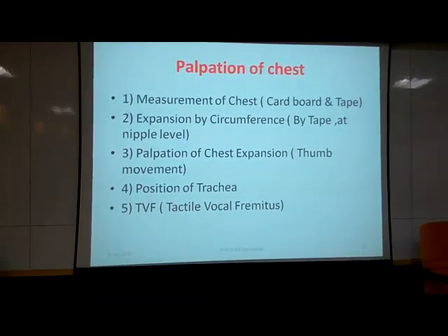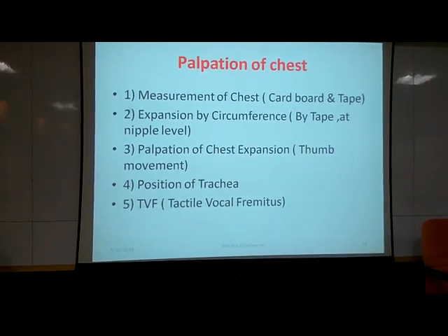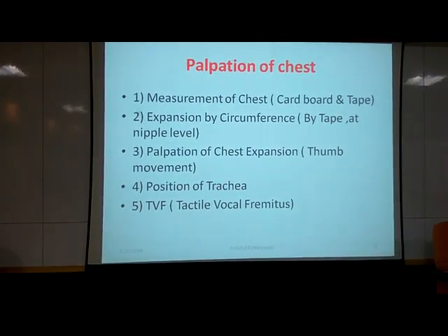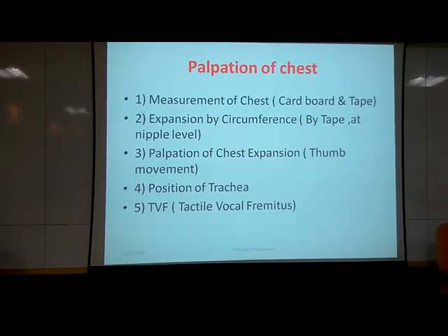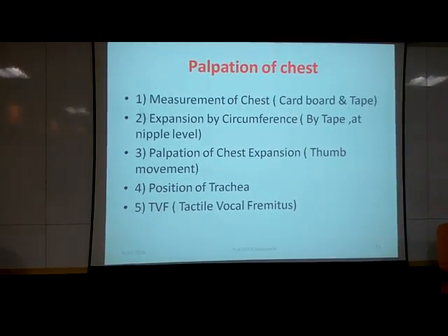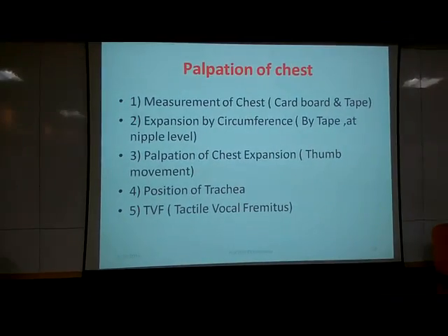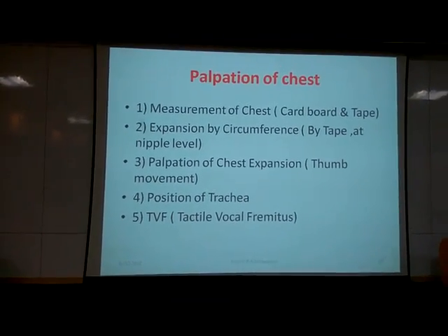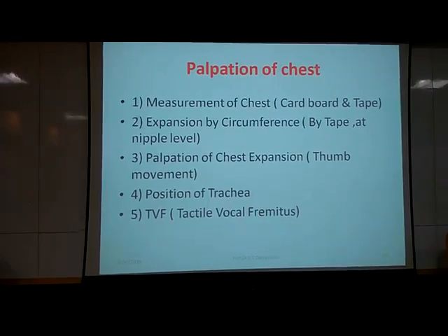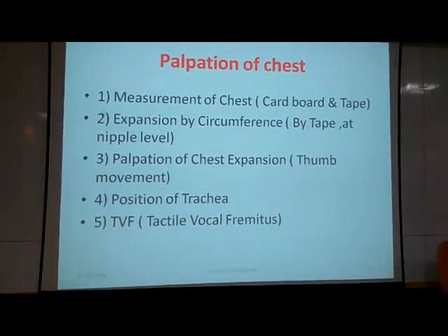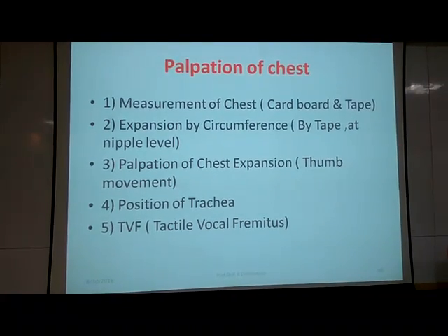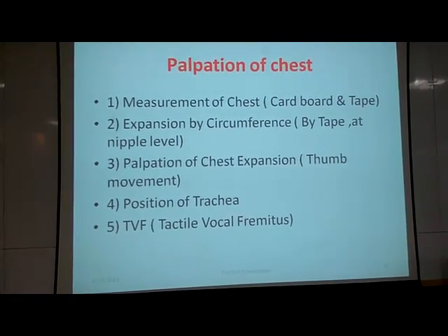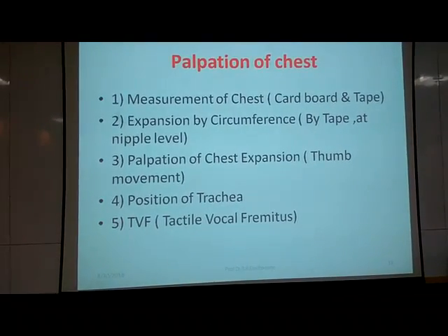We are going to start with the palpation of the chest. Here we are going to measure the dimensions with the help of cardboard and measuring tape. Then we are also going to check the expansion by measuring the circumference with the help of the tape, at the nipple level. Then we are going to palpate the chest by putting my palm and thumb near the nipple or the sternum. Then we are going to see the position of the trachea by putting the hand over there. Lastly, most important is tactile vocal fremitus, that is TVF.